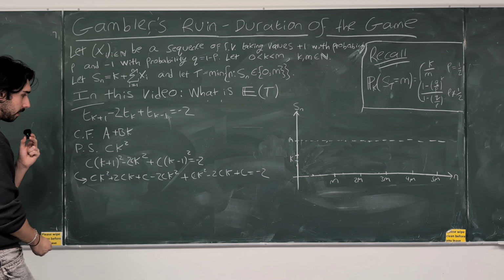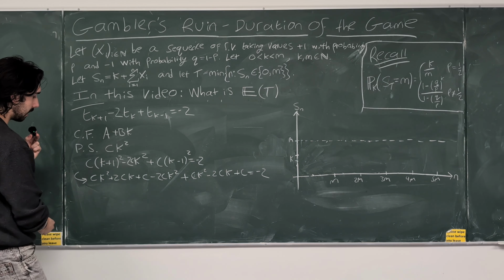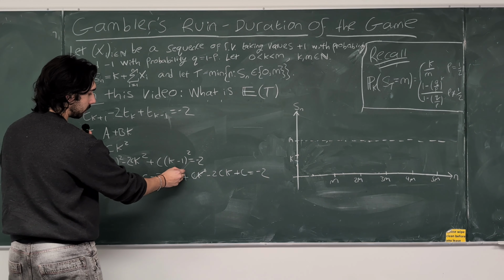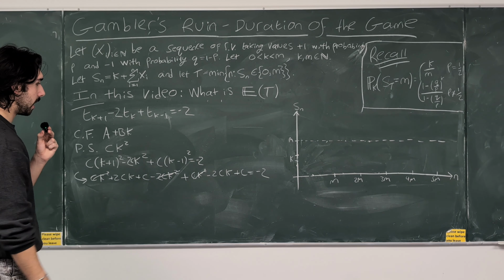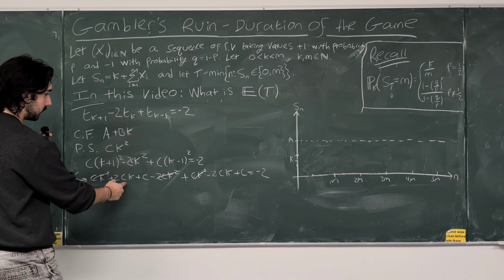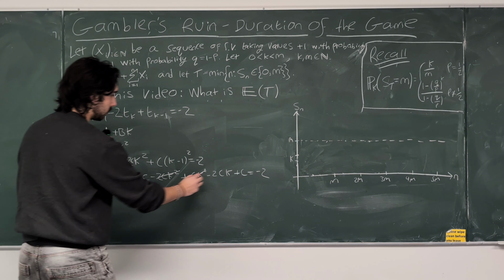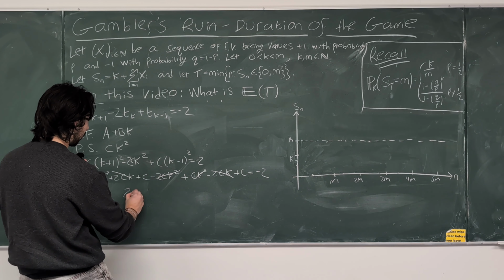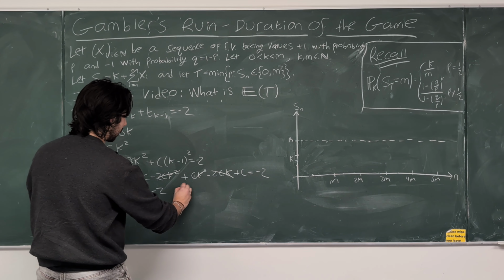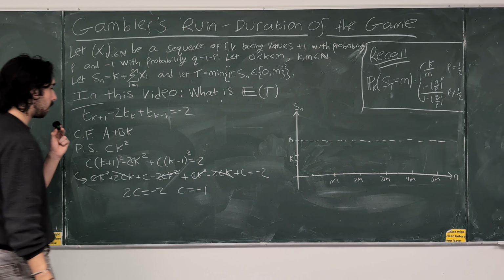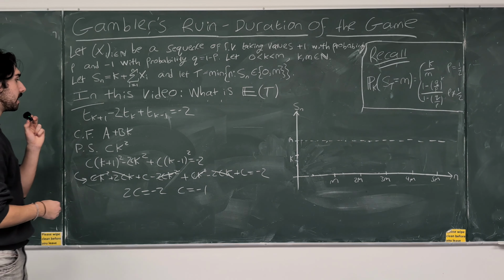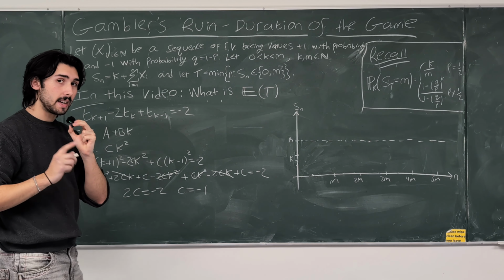So I've done the algebra, and I can see that a lot of stuff is going to cancel out. So I've got a ck squared and a ck squared that cancels out with the minus 2ck squared. I've also got a 2ck and a minus 2ck that are going to cancel, and then I've got c and c. So I think I've got 2c equals minus 2, which means that c is minus 1. So my particular solution is minus k squared. Now I just need to work out what a and b are.